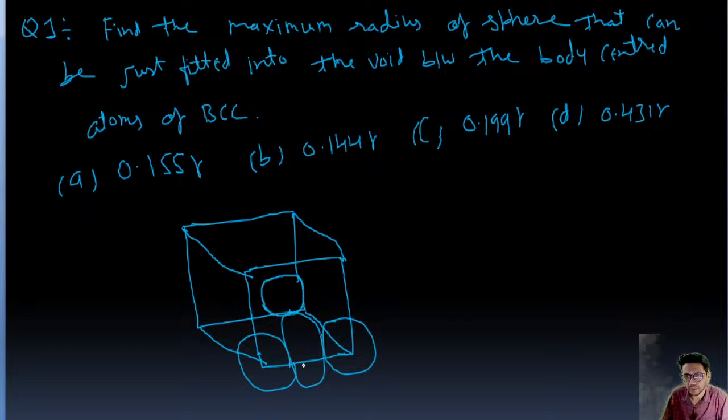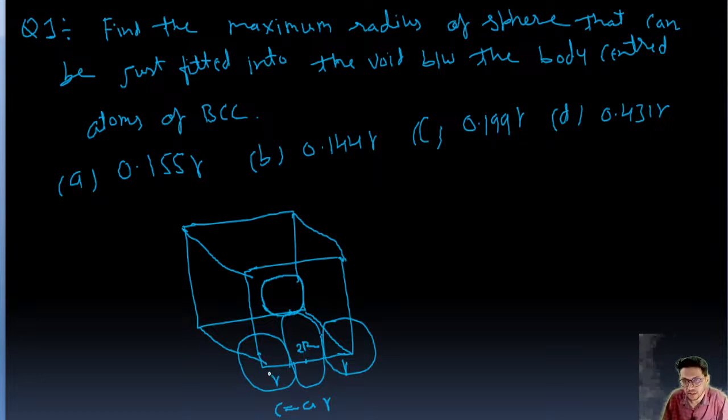Now we can easily solve it. This total distance is a, we know, right? And this is R, this is R, and this is the sphere, guys. The diameter of the sphere is this distance, 2r. So we need to find the maximum radius of sphere that can be just fitted into the void between the body centered atoms. Void means the empty space remaining between these body centered atoms. It's a sphere; if you make a proper diagram, it will look like a sphere.